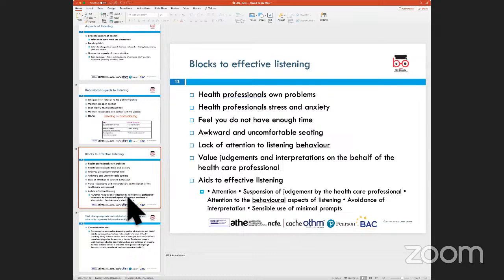Now, what are the various blocks to effective listening? For example, we talk about demonstrating appropriate listening skills, but what we also want to do is understand the various aspects of effective listening, and in some cases, what would block effective listening. Sometimes you could see that if you have your own problems, then your mind is somewhere else, and you are not able to respond to situations promptly.